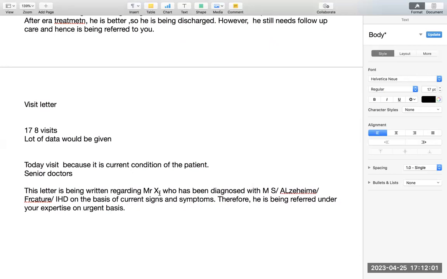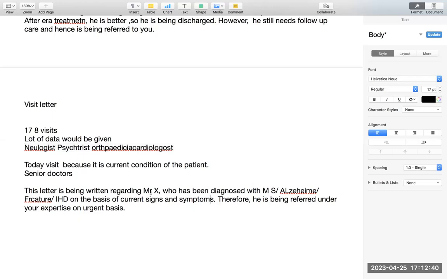So this letter is being written regarding someone who has been diagnosed with this. Suppose you are writing to a neurologist, so you write the current problem as multiple sclerosis. Suppose you are writing to a psychiatrist, so obviously in that letter, the problem would be Alzheimer's. Suppose you are writing to an orthopedician, the letter would be on fracture. Suppose you are writing to a cardiologist, that letter would be of IHD. So this letter mostly goes to the specialist: see sir, he is having this kind of a problem, so only you can treat this patient.